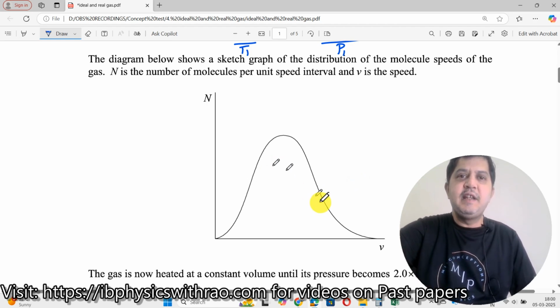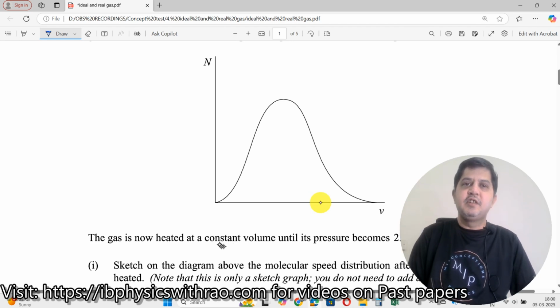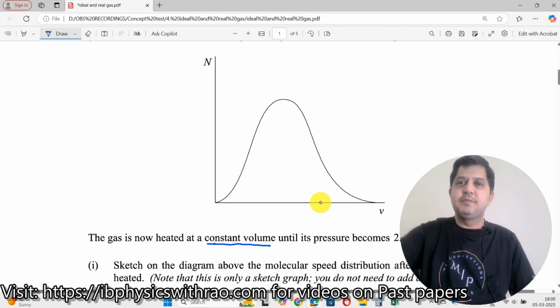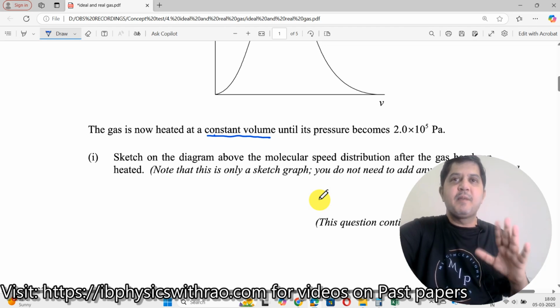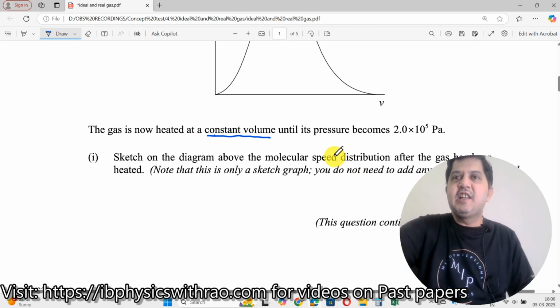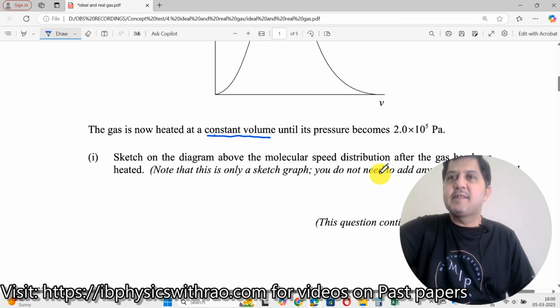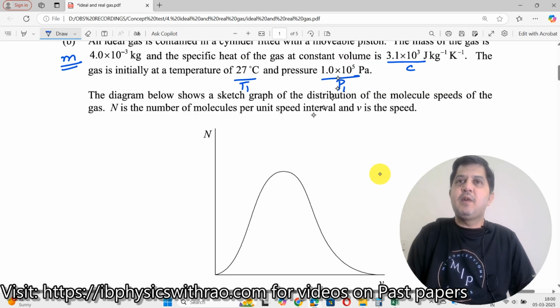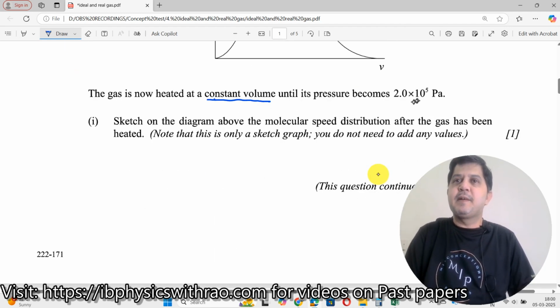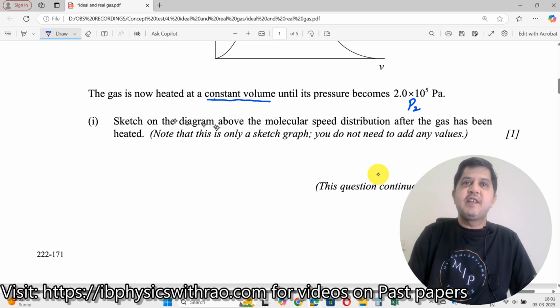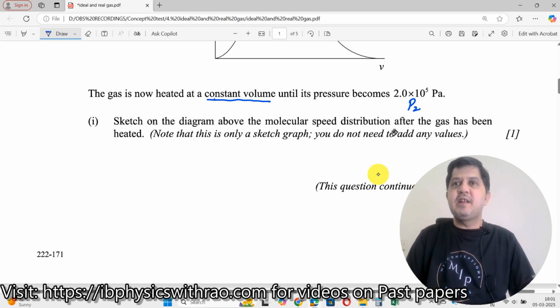The gas is now heated at a constant volume. That means no gas escapes from it, so the number of molecules is constant, until its pressure becomes 2 into 10 power 5 pascals. I have written 1 into 10 power 5 pascals as P1, and this should be 2 into 10 power 5 pascals as P2 over here. Sketch on the diagram the molecular speed distribution after the gas has been heated. So this is only a sketch graph. You do not need to add any values.